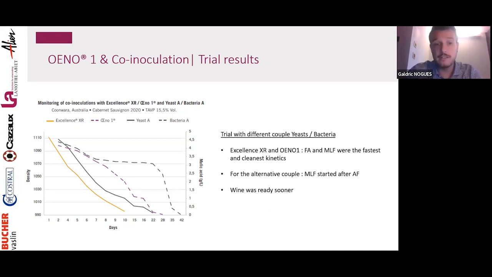When you take the other modality, yeast A and bacteria A, you can see that the malolactic fermentation of this trial started at the end of the alcoholic fermentation. So here you can have spoilage and a problem, and you can finally need to warm up the tank and help this malolactic fermentation. So for the first couple, XR and NO1, alcoholic fermentation and malolactic fermentation had the fastest and the cleanest kinetics. And for the alternative couple, it was a bit more complicated. In the first case, the wine was ready sooner, ready to be stabilized, ready to be bottled, and so on.